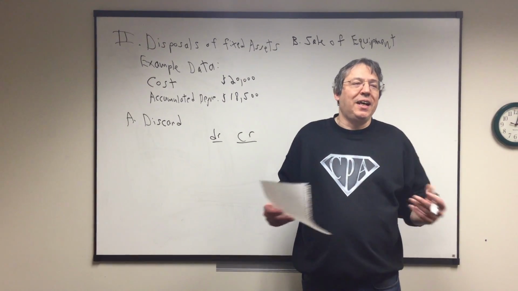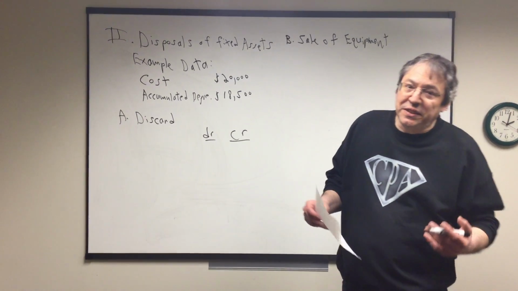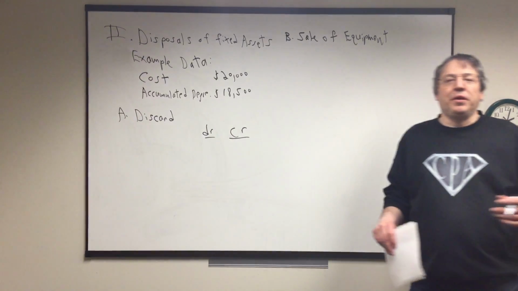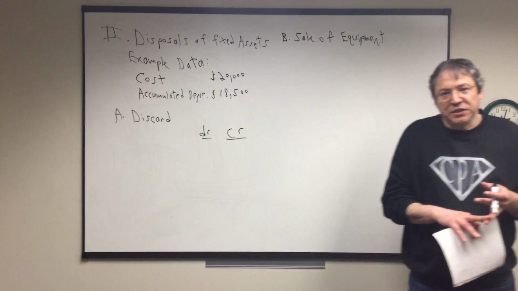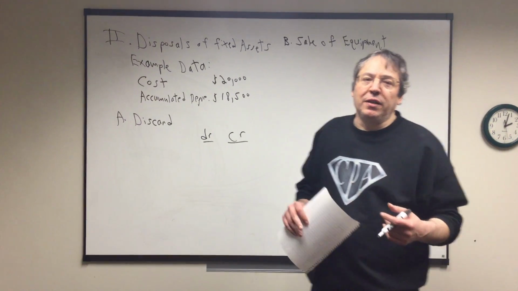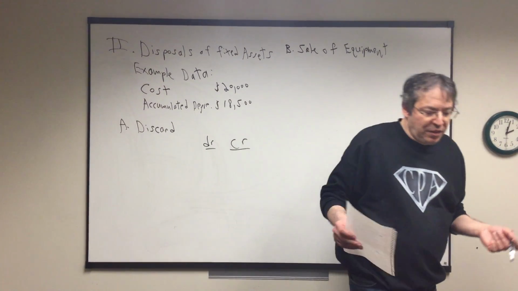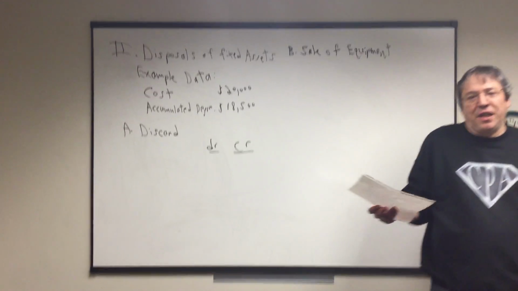Okay, this is going to be the last video on fixed assets. We already looked at the cost of fixed assets, we looked at depreciating fixed assets, and today we're going to look at the disposal of fixed assets. And there's really like three ways to get rid of fixed assets.